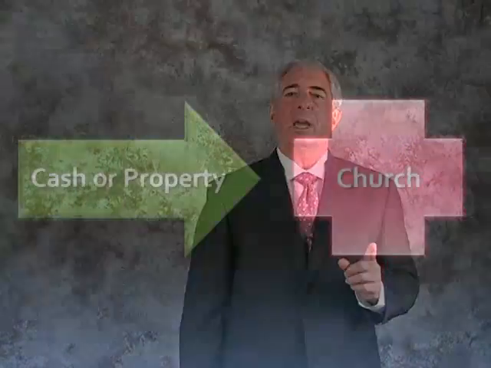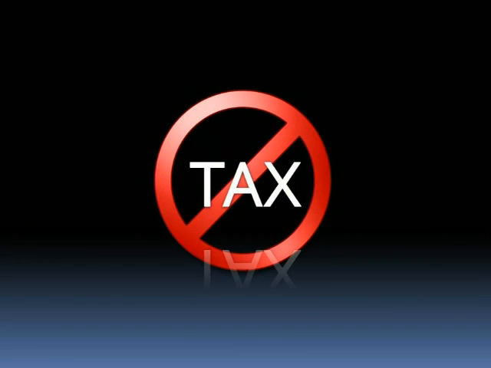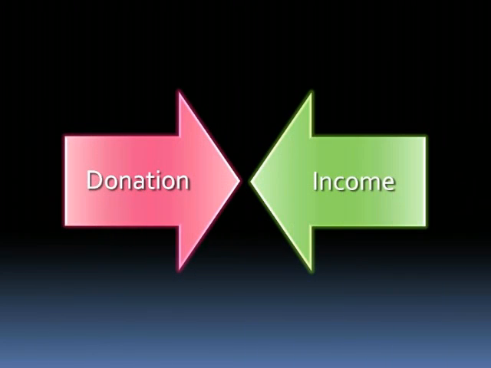A person donates cash or a highly appreciated asset. If an asset is donated, your church sells the property. The church pays no tax on the sale since the church is tax exempt. The donation is in exchange for an agreement to pay the donor a fixed percentage of the amount contributed for the rest of their life.